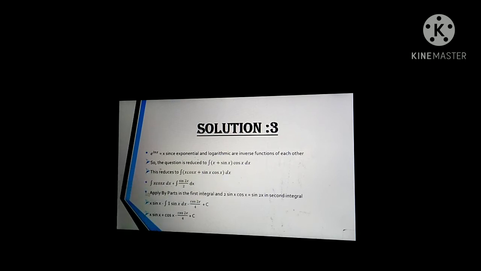Now x cos x, first integral, we have a product of two functions. So in this case we can apply by parts integration. Cos x will be a trigonometric function, x is an algebraic function. So x becomes first function, cos x becomes second function. So we apply the formula for by parts: x into sin x minus integral of derivative of first function, so derivative of x is 1, and integral of cos x, so sin x dx.